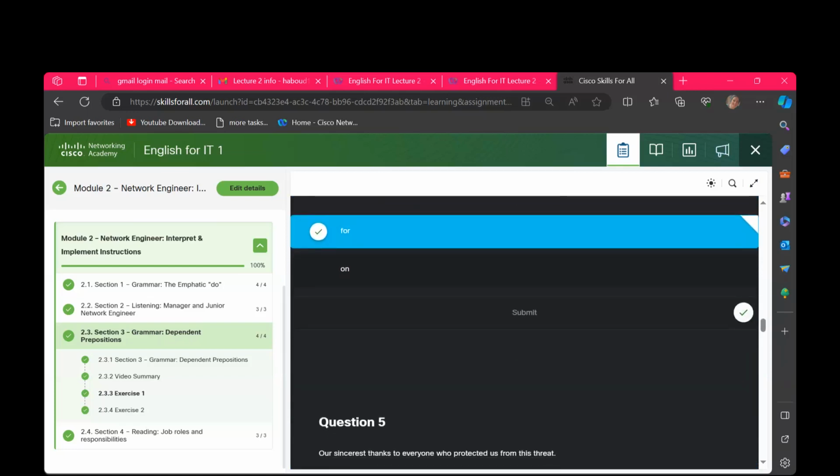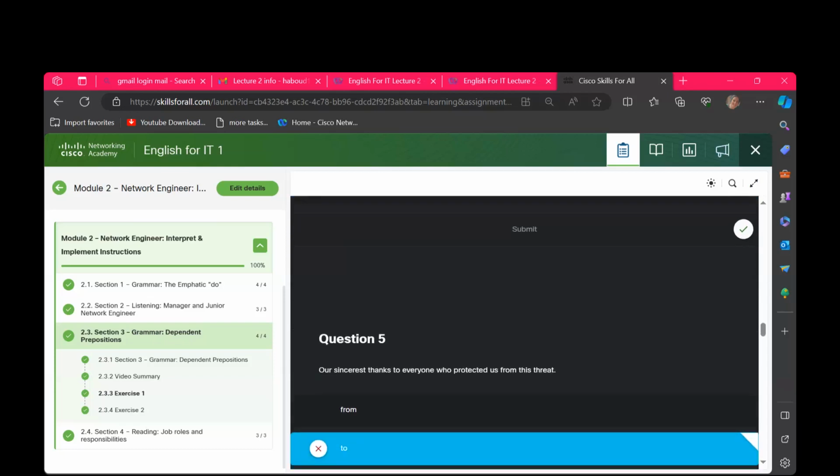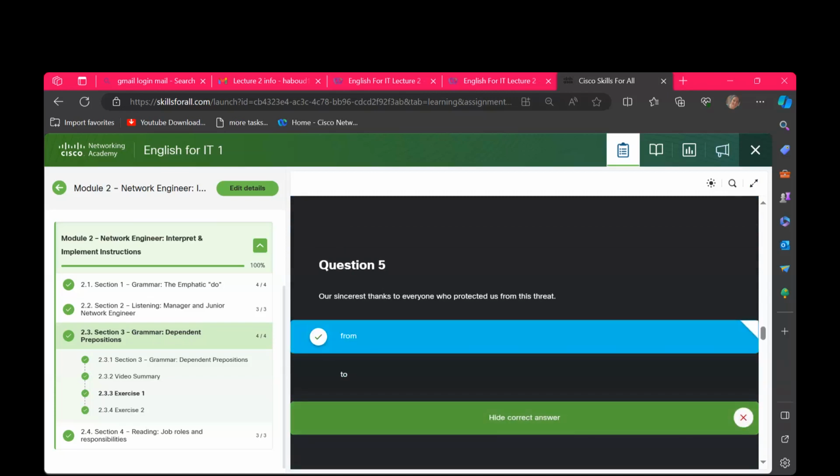Next, question number 5. Our sincerest thanks يعني تهانينا القلبية يعني شكرنا الحار جدا to everyone who protected us from this threat. Protected يعني اللي حفظنا من الايه من الثريت ده. What do you think? ايوه برافو عليكم. طبعا تو غلط هتبقى الاجابه الصحيحه ايه from. شاطرين. Protect from, protected from.